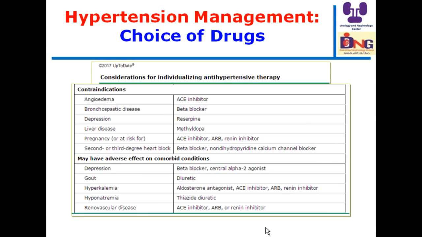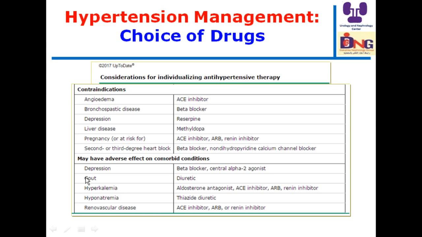ACE inhibitors in the presence of angioedema, beta blockers in bronchospastic disease, reserpine in depression, methyldopa in liver disease, ACE inhibitors or ARBs or renin inhibitors in case of pregnancy, beta blockers and non-dihydropyridine calcium channel blockers in the presence of second or third degree heart block. Beta blockers have side effects in the presence of depression.